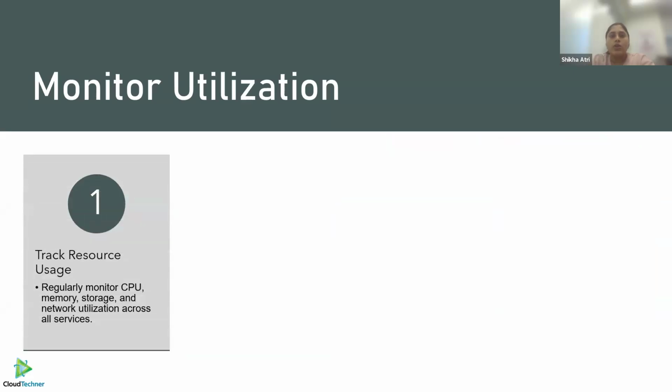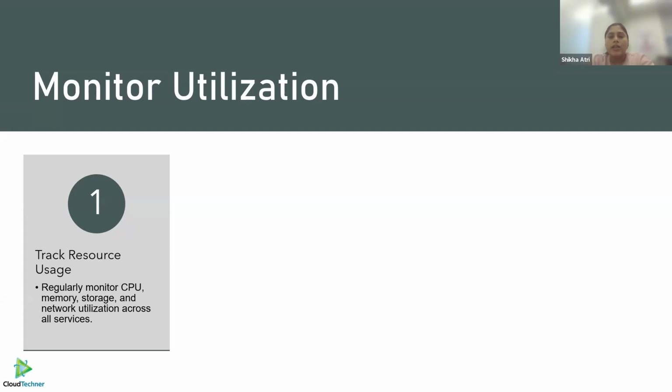Monitoring utilization is a crucial step in optimizing your cloud resources. So, let's go over the key practices to ensure your resources are used effectively. So, the first one is track resource usage by regularly monitoring CPU, memory, storage, and network usage across all services. This will give you a clear picture of how resources are being consumed and highlights resource inefficiencies.